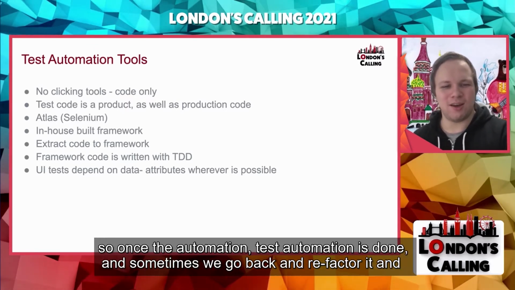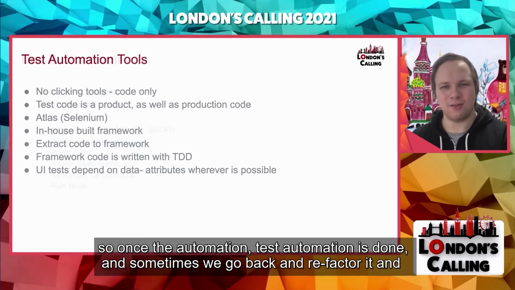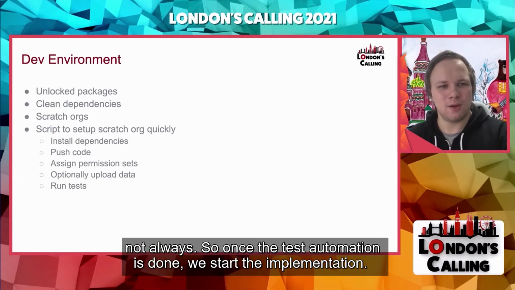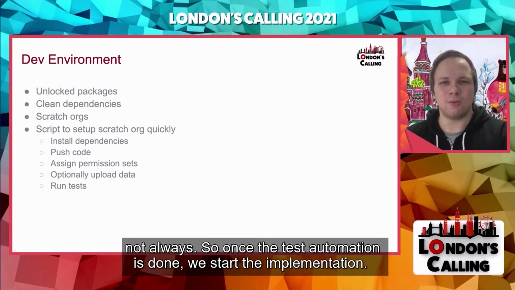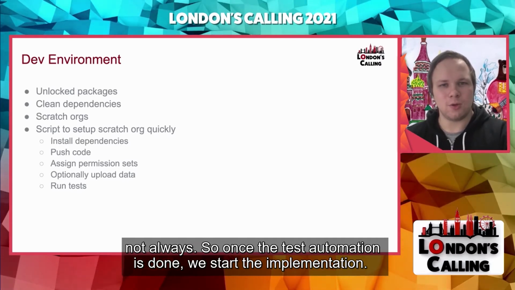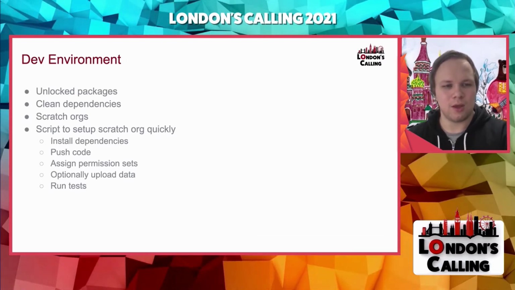Okay, so once the test automation is done, sometimes we go back and refactor it, but not always. It is just not always needed. So once the test automation is done, we start the implementation itself.